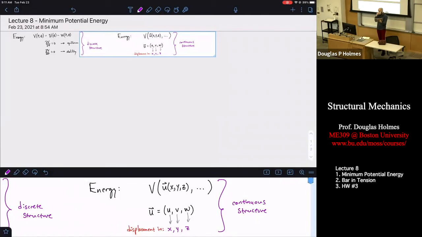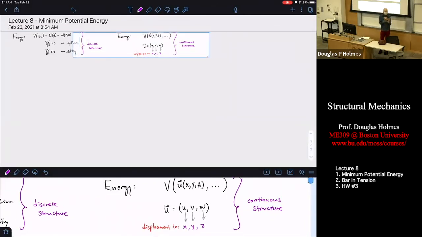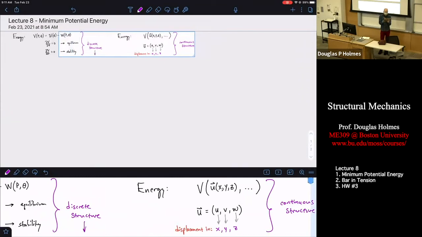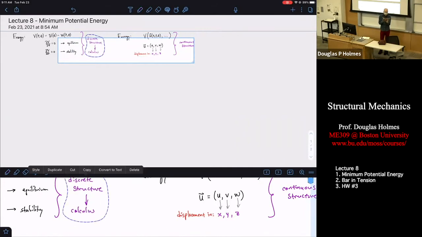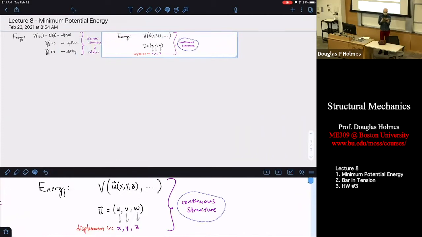Continuous structures, their total potential energy generally takes this form. Here, we can use calculus. And by calculus, I mean we're using calculus to minimize the total potential energy and calculus to check for stability. Here, we need the calculus of variations.